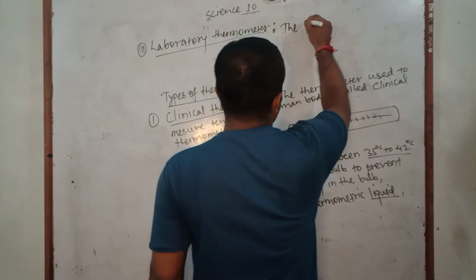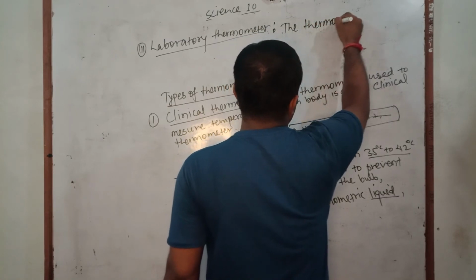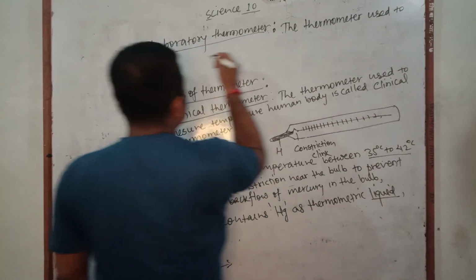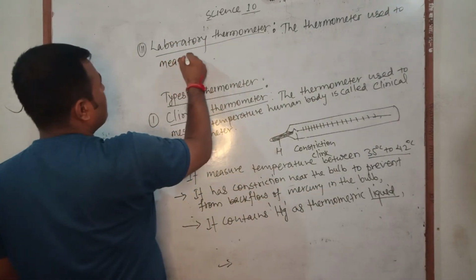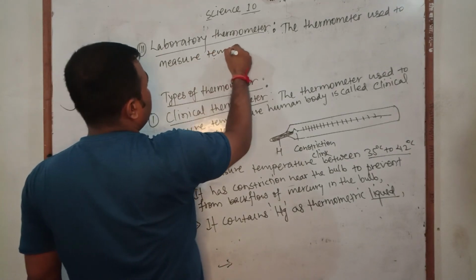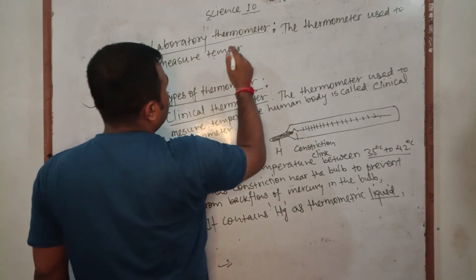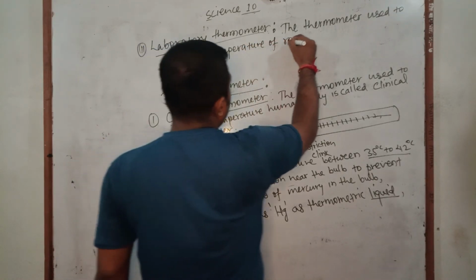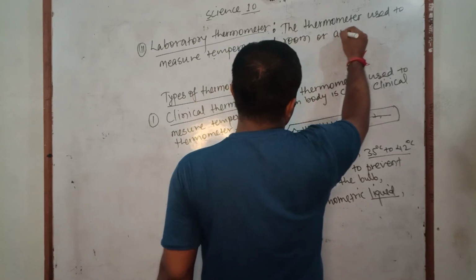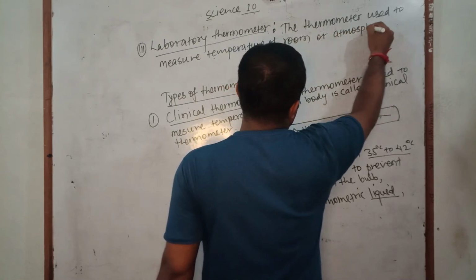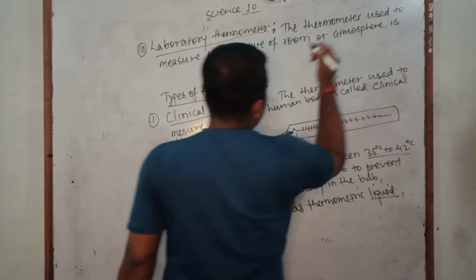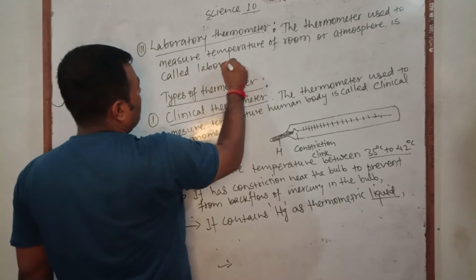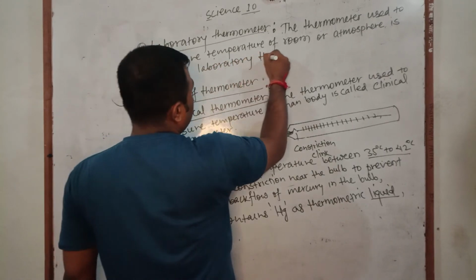And here we write: the thermometer used to measure temperature of room or atmosphere is called laboratory thermometer.